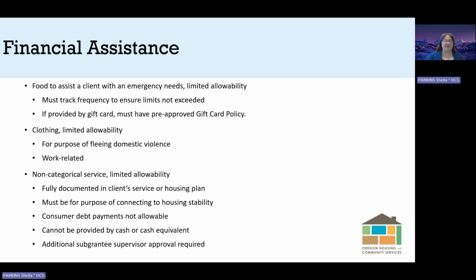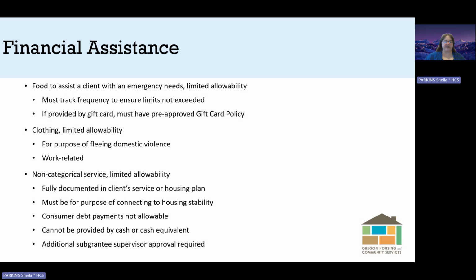Additionally, clients receiving the benefit must be connected to SNAP if they are not already receiving SNAP, and if needed, assistance must be provided to the client to help them apply for SNAP benefits if they need that assistance. Subgrantee must document why other food sources such as food boxes or other assistance is not available to meet the need. Additionally, such benefit must not be provided through a gift card or cash equivalent unless the subgrantee has an OHCS pre-approved gift card policy.